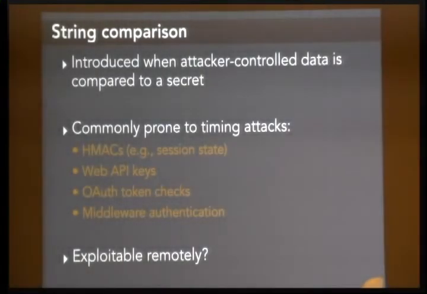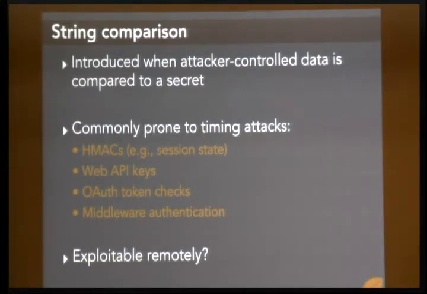So these kinds of vulnerabilities are really easy to introduce. Anytime attacker-controlled data is being compared to some sensitive value on a server, and it's done using one of these naive string comparison functions, basically a comparison function that isn't written explicitly to take constant time, you have a side channel and a potential vulnerability. And these things pop up all over the place.